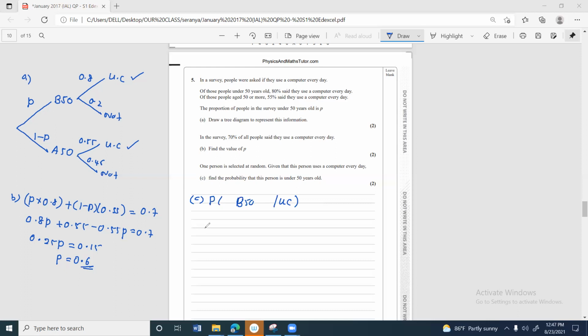As you can write, this is the probability of below 50 intersection uses computer, divided by the probability of uses computer. Then the below 50 and uses computer is P into 0.8. This is the branch: below 50 and uses computer is 0.6 into 0.8, divided by the probability of uses computer. It's already given in the question over here, 0.7, so no need of writing it again and again. So with this you get the answer as 48/70 is the final answer for this question.